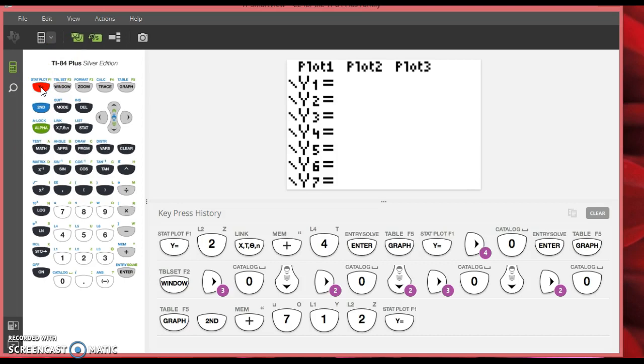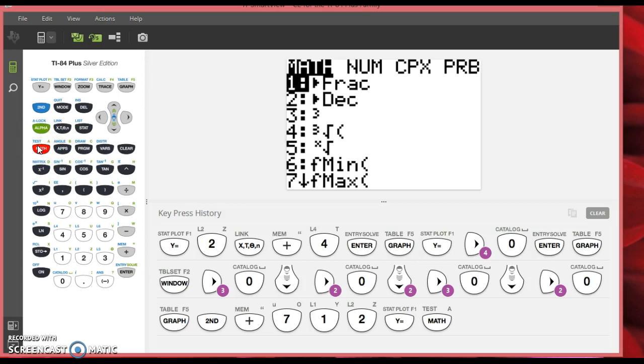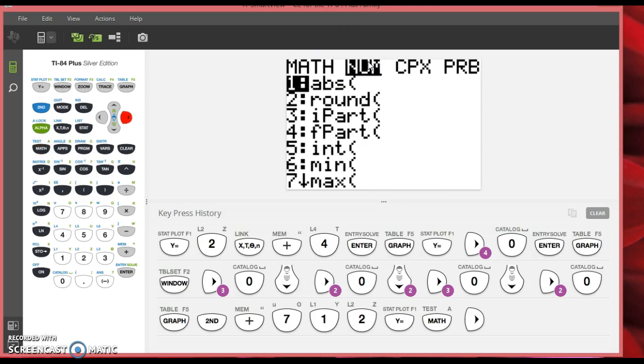Now, the one that we just did was just a simple function, 2x plus 4. We need to hit absolute value. I am going to use this math button to find absolute value. Hit math, and you are going to go to numbers. Hit math and go over to numbers. Do you see number 1 is absolute value? So you can either hit 1 or, since 1 is already selected, you can hit enter.